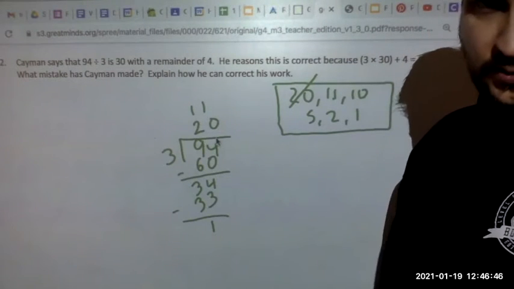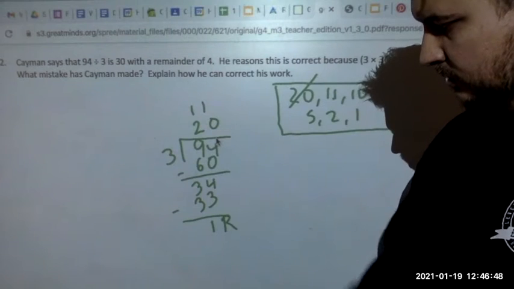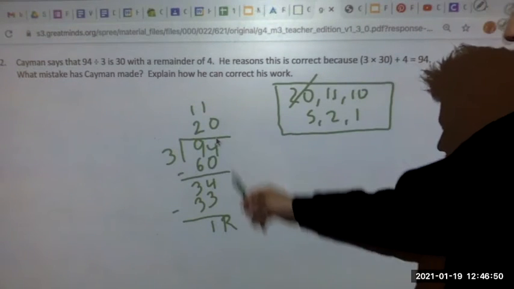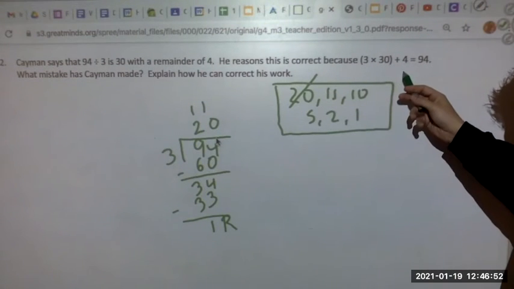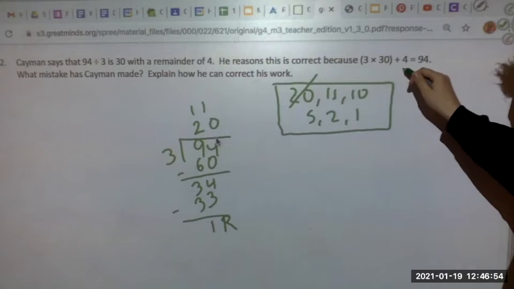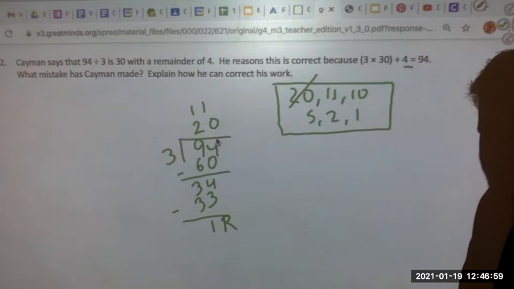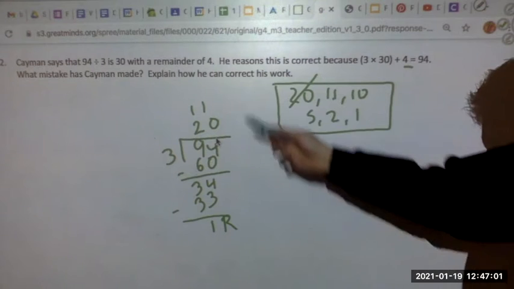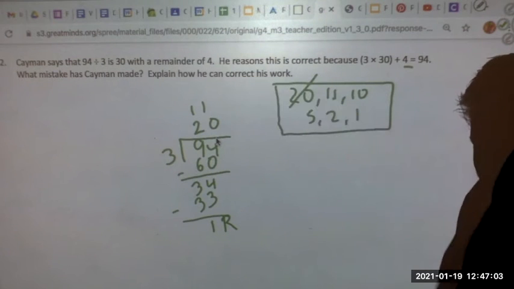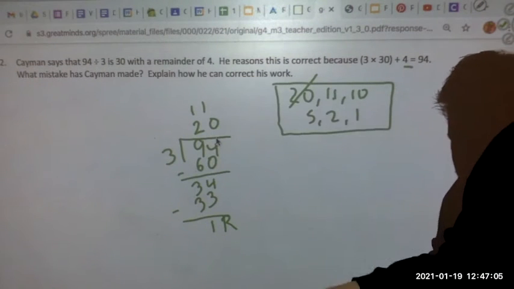I get 1. Remainder of 1. So here's where he made his mistake. Look right here. He said the remainder of 4. We know that you cannot have a remainder that is bigger than your divisor. So when he said remainder of 4, that's where he messed up. He should have kept going. He needed to go one more.